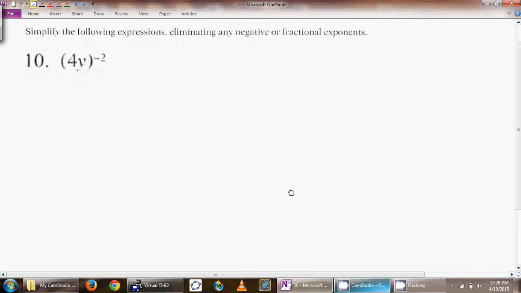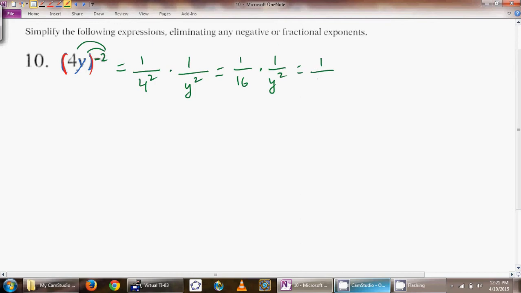Now, in 10, it's the same problem, except now we're using a y, and there's parentheses. These parentheses change it, all right? Whatever's in the parentheses is going to get raised to the negative second power, all right? So 4 raised to the negative second means it's 1/4 to the second. And that y raised to the negative second is 1/y to the second. Well, 4 squared is 16, so that's 1/16, and I can't simplify y squared, so it's 1/y squared. It's a product, so we just multiply 1 in the numerator, and it's 16y squared in the denominator.